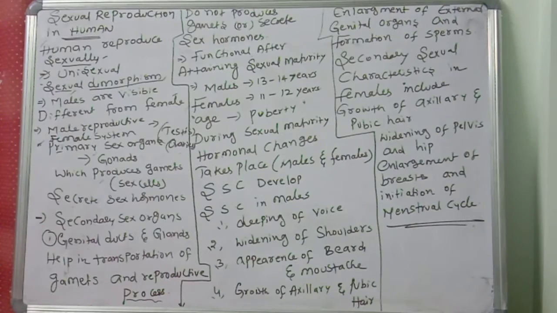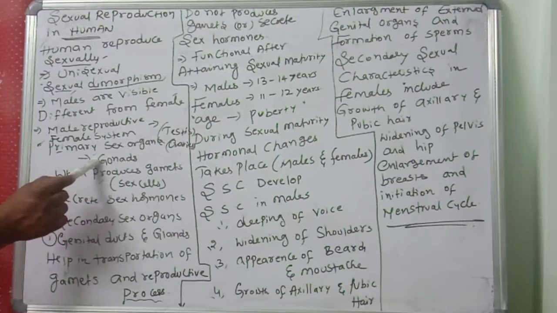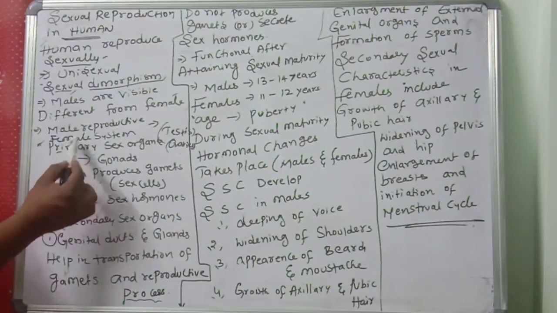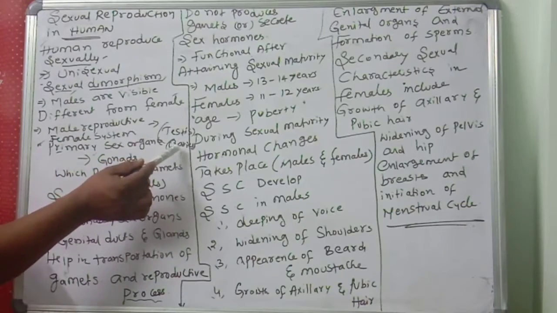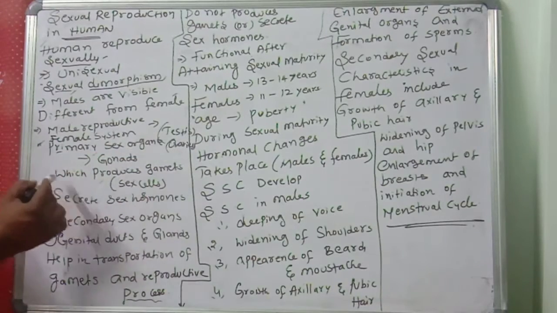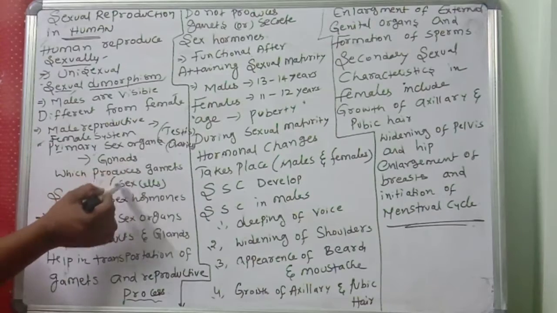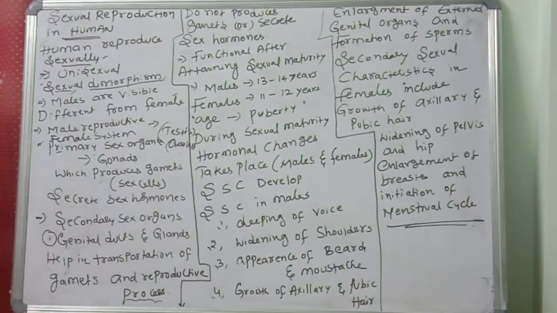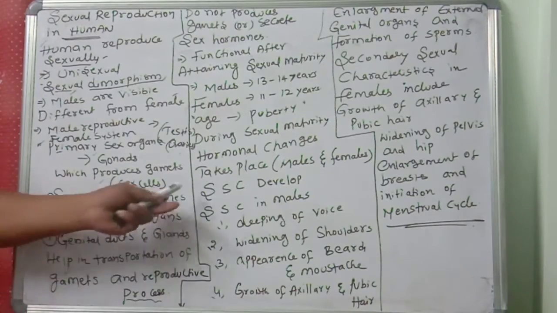The male and female reproductive systems have primary sex organs called gonads. In the males, the primary reproductive organs are testes. In the females, they are called ovaries. Which produce the gametes? Gonads produce the gametes. Male produces sperm, female gonads produce the ova or egg. Gonads secrete the sex hormones also.